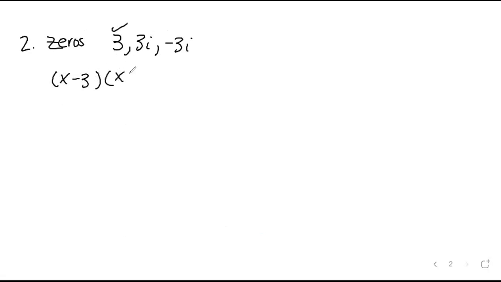But they've turned it up a notch because they said, okay, your zeros are 3, 3i, and -3i. So what is the function? This is number 2. So we would say x minus 3, that would take care of this one. This one would be x minus 3i, that would take care of this one. What's the next one going to be? If it's a minus 3i, it's going to be plus 3i, right?